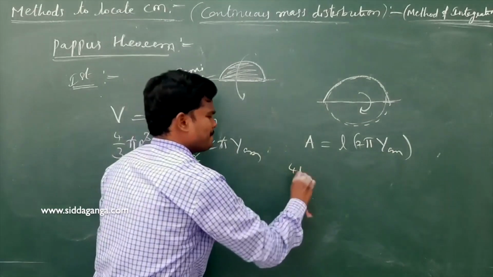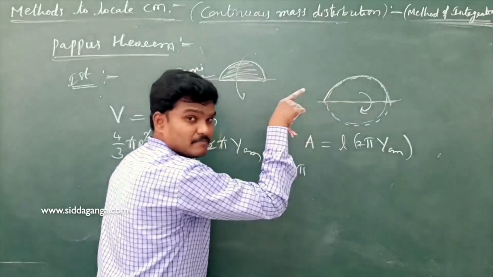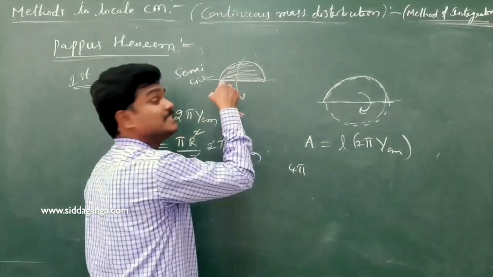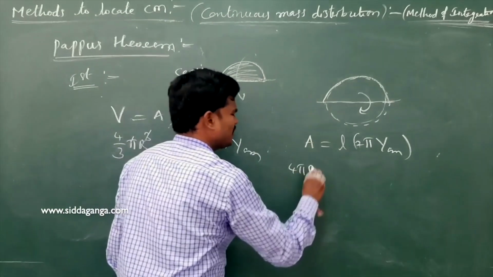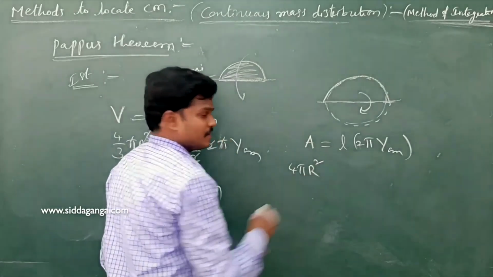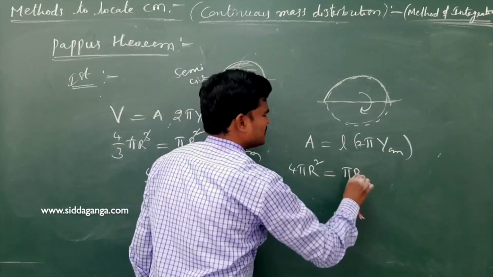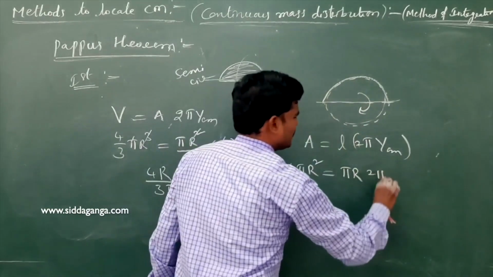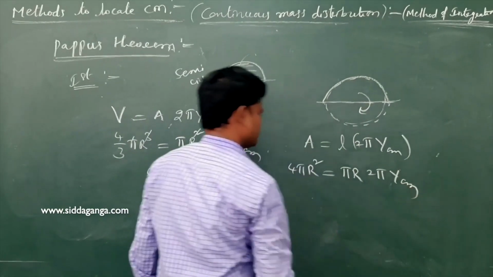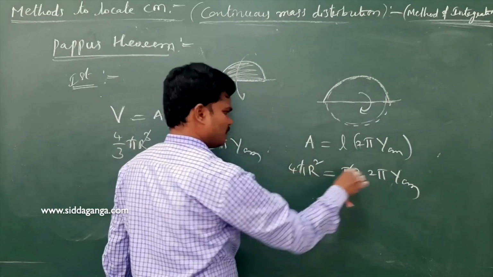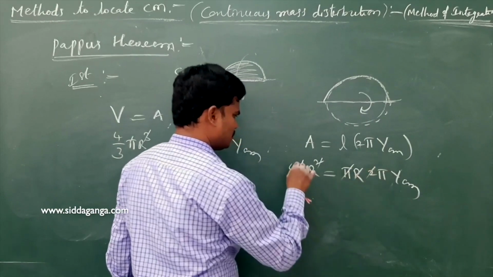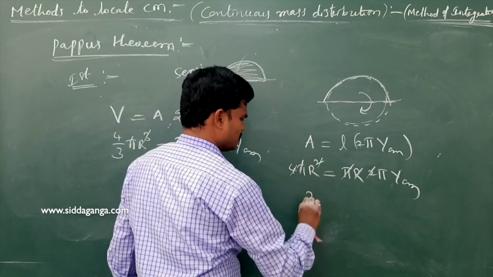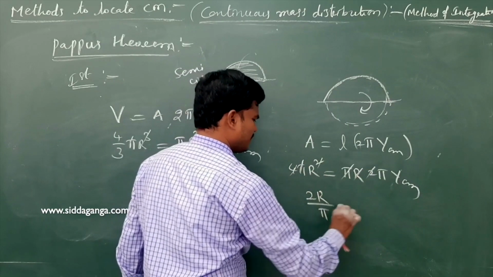Area of the sphere, the hollow sphere. This is a solid sphere, this is hollow. So 4 pi r square is equal to the length, which is pi r, into 2 pi y cm. So just check it, the pi cancels, r cancels, and 2 remains. So verify the calculation: y cm is 2 r by pi.